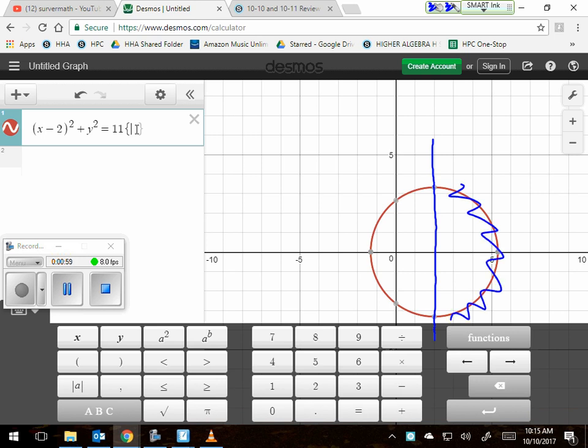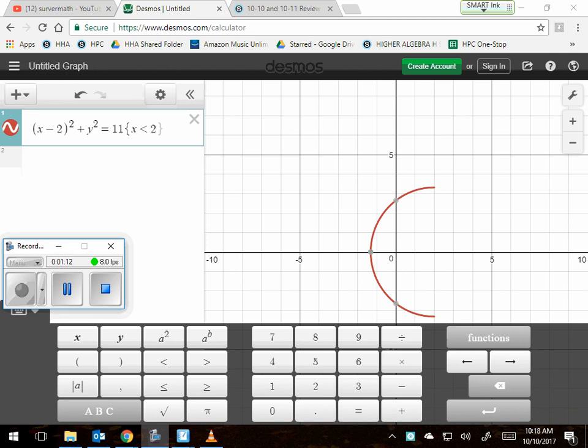Just play with it, play with the numbers until you get it right. I'm going to do something in the domain here to make that happen. I'm going to pause for a second and see how intuitive you are. Okay, so we figured it out. In the brackets, we're going to put x is less than 2.